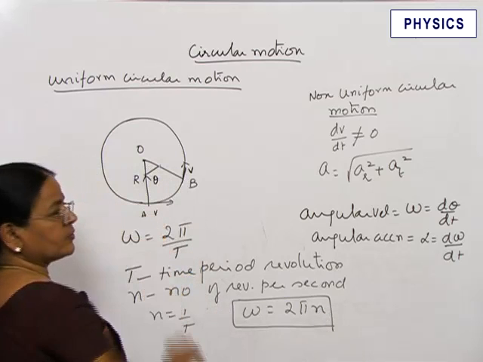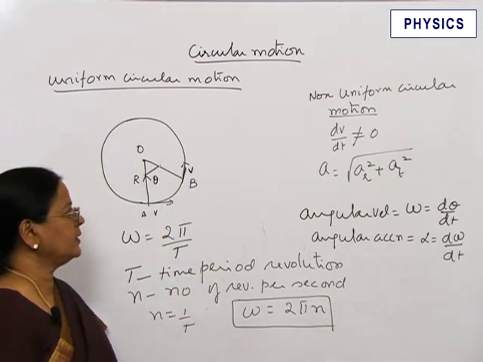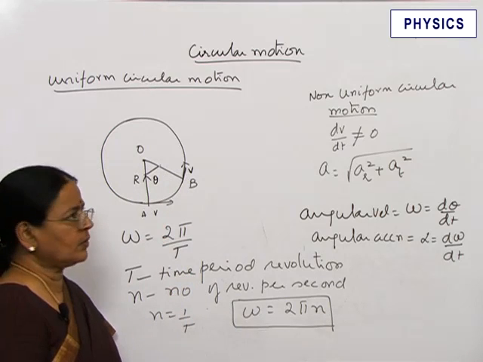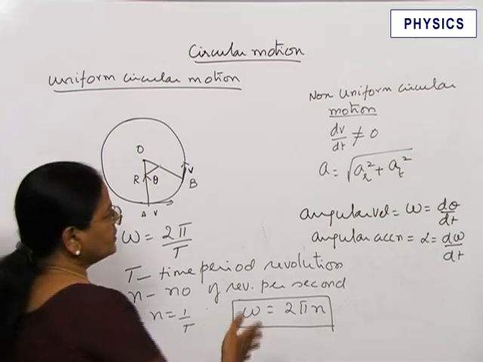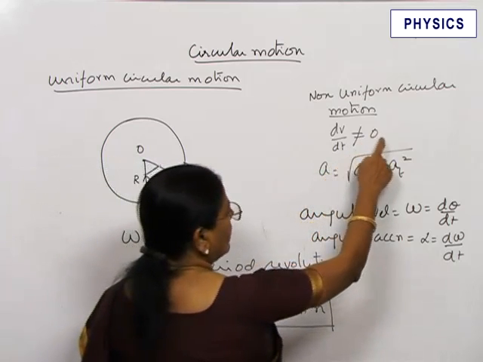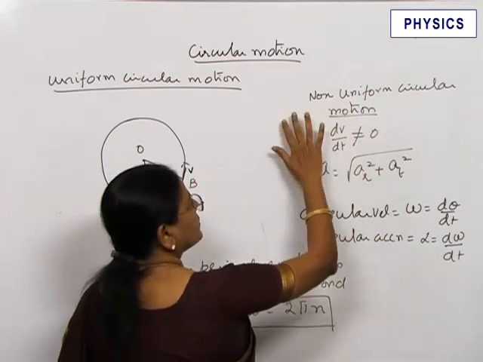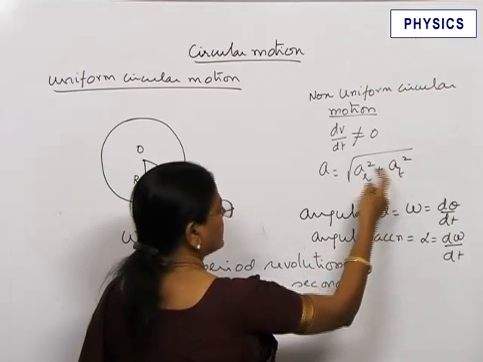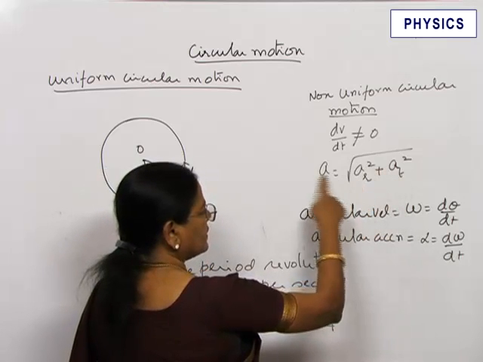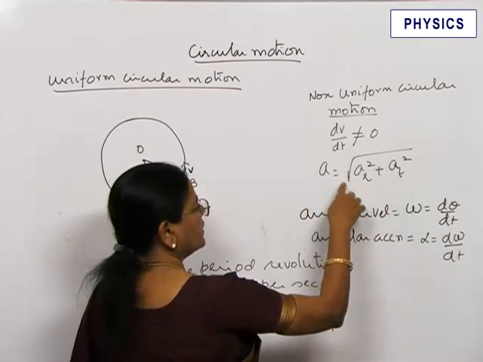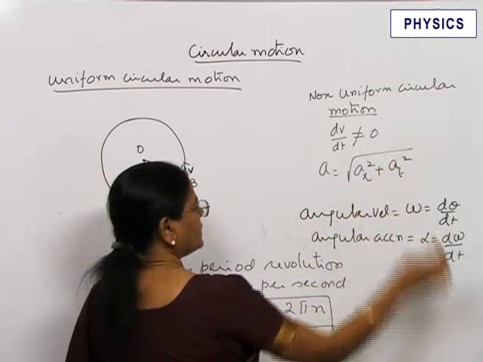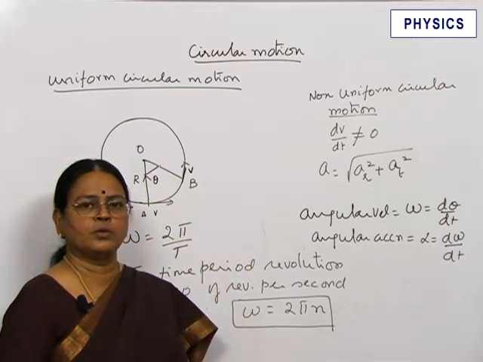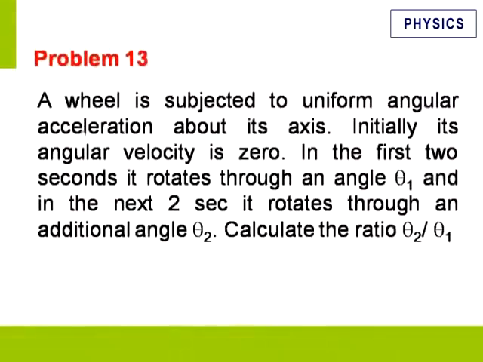So if a body performs circular motion with uniform speed, maintaining a constant speed at every point, it is undergoing uniform circular motion. Suppose the speed changes, dv by dt is not equal to 0, then it is performing non-uniform circular motion. It will have a tangential acceleration as well as a radial acceleration. Therefore, total acceleration is given as root of a_r squared plus a_t squared. So this is the concept of circular motion, uniform and non-uniform.